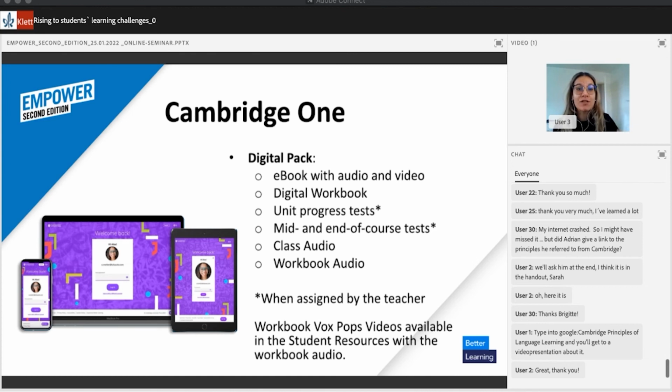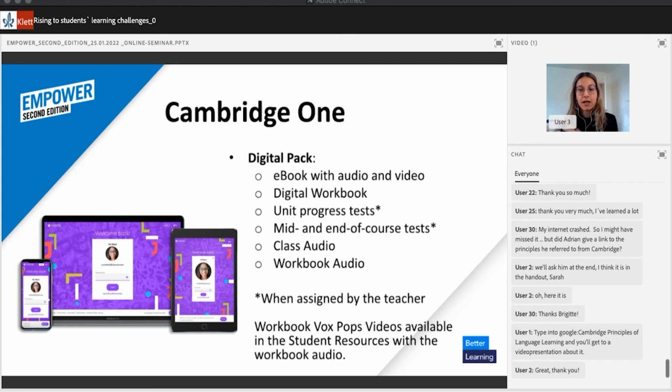The digital pack includes the ebook with the audio and video, digital workbook, unit progress test, mid and end of course test, class audio, and workbook audio. And those two asterisks are there to mention that the tests can only be taken when assigned by the teacher. So if students are working in self-study mode, unfortunately, they will not be able to take these tests. They will need to be assigned to a class.